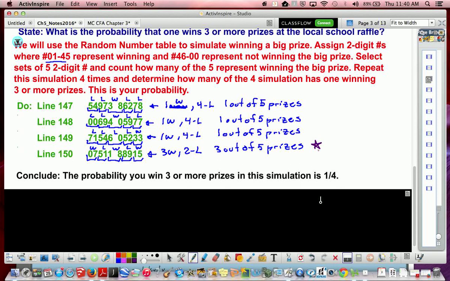Now, could you get a totally different answer than mine and have a different conclusion? Absolutely. We know that there's variability. Even if I told you to start at the same place, if you continued on going straight across versus going down, we could get different answers. So this is what you would have in a simulation.